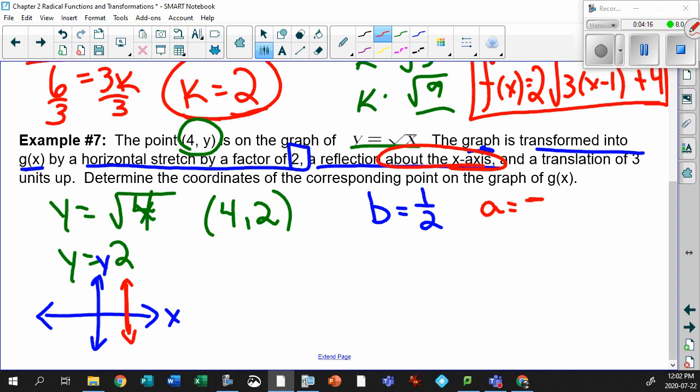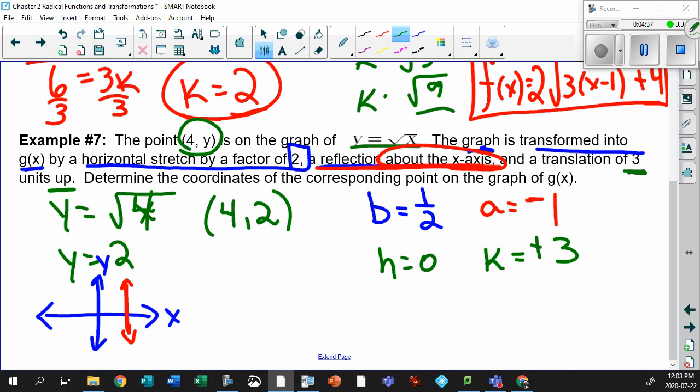But notice how it doesn't say any kind of stretch factor here. So just assume it to be 1. Boom, there's my reflection. Done. And I'm going to do a translation of 3 units up. Doesn't say anything about horizontal. So horizontally, that's a 0, but 3 units up, your k is going to be plus 3.